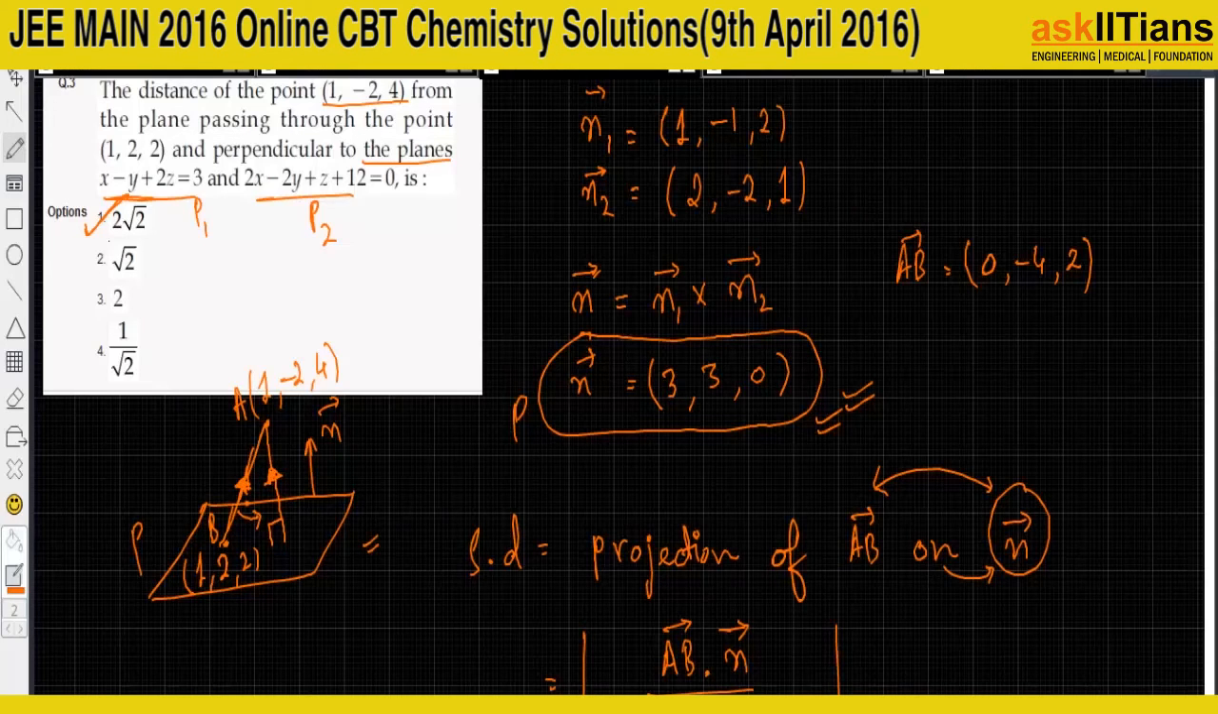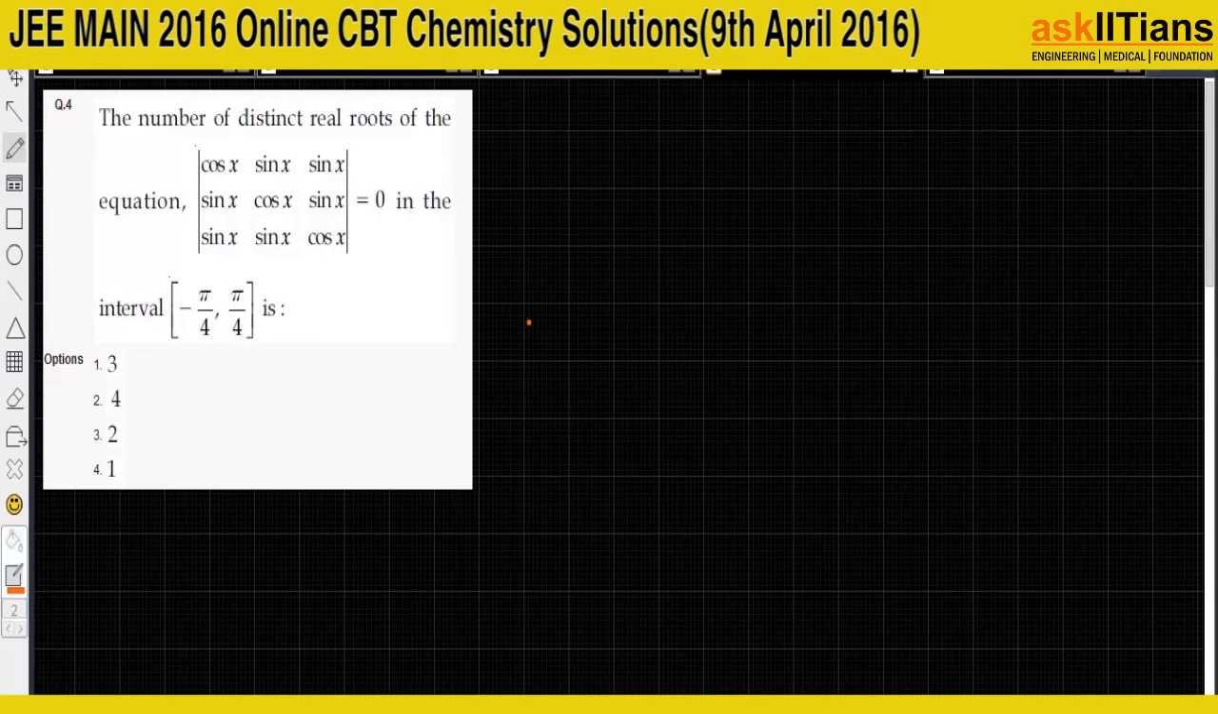Okay, now let's go on to the next question, question number 4. Question number 4 was based on trigonometry and determinants. We can see a determinant here. We have to find the number of distinct real roots of this equation.